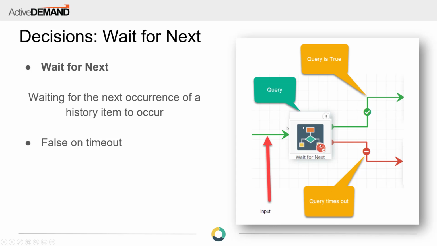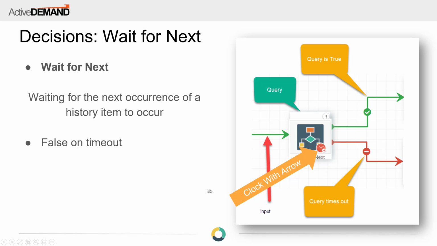So what it does is it sits here waiting for the next history element that's defined in the query of this decision. Once it happens, it moves down the true path, or if it times out, similar to the wait for change, it follows the negative path here. So it's again false on timeout, similar to the previous one. And again, if you look at the icon, it's got a clock and a little arrow on the clock, if you can see it here.